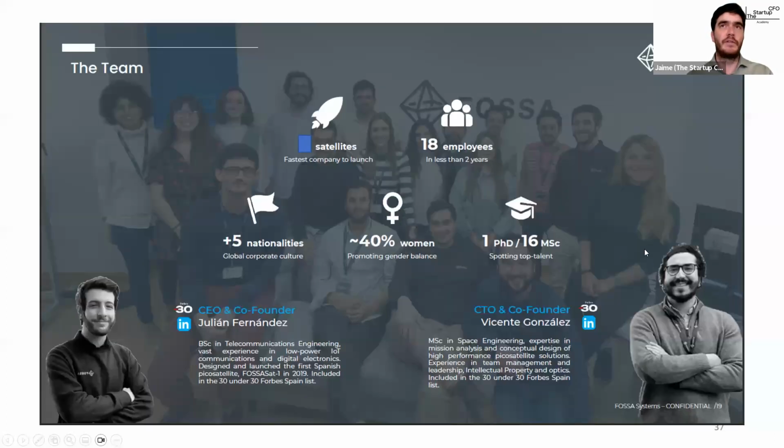And this is a client of ours, FOSA Systems, that actually works on microsatellites and picosatellites. They say 18 employees, 5 nationalities, gender balance, and that they're spotting top talent. So they mention important things about the team. The 18 employees and 5 nationalities, in my opinion, already show important information about the company. They also claim that Julian is 20 years old, has amazing things, and is Forbes 30 under 30, and so on. And also Vicente, a master space engineer, Pegasus satellites, etc.